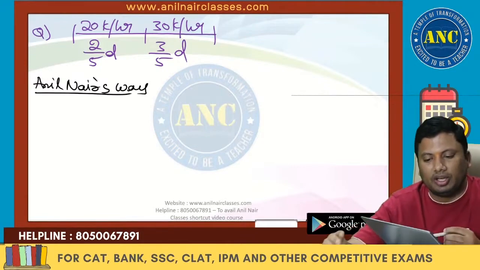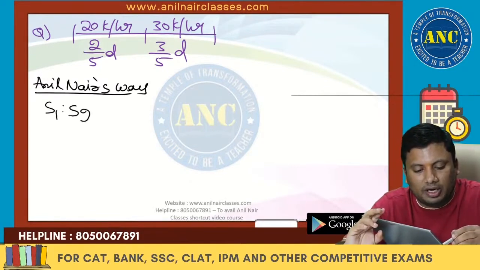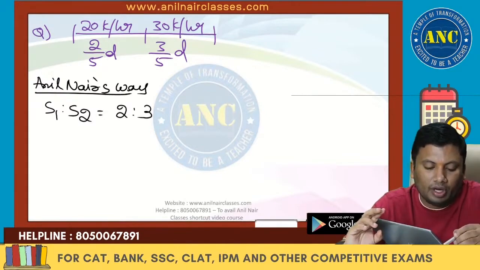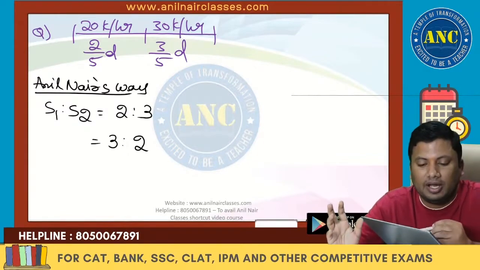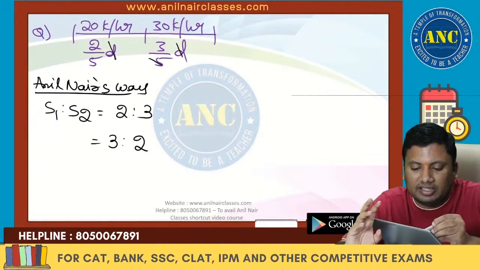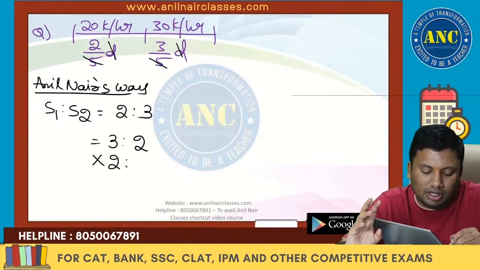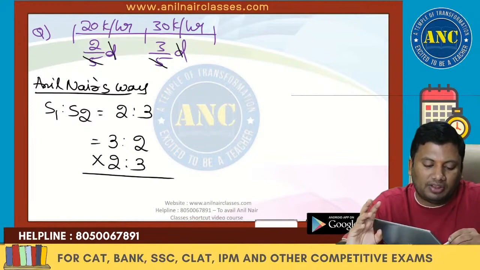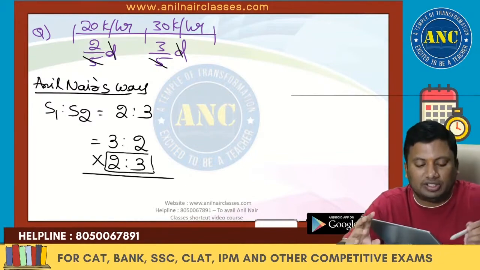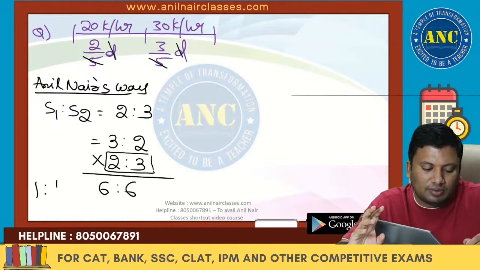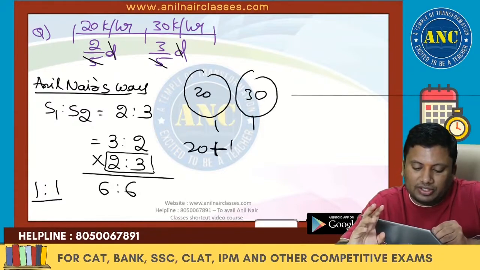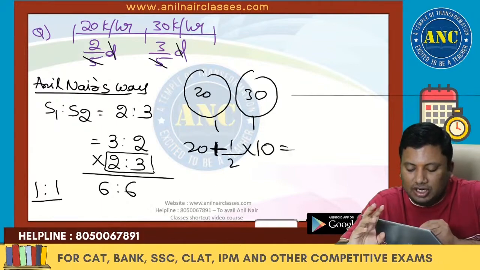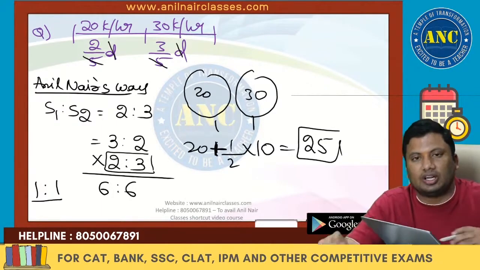See here, sir. What is the speed ratio? Speed ratio is 2:3. It would have been the time period ratio if the distance ratio were the same. So the distance ratio is not the same. What is the distance ratio? 2:3. If this were 1:1, I would have multiplied 6:6, which is 1:1, the midpoint. This is 20, this is 30, 1 and 1. 20 plus 1 by 2 into 10, which is nothing but 25.